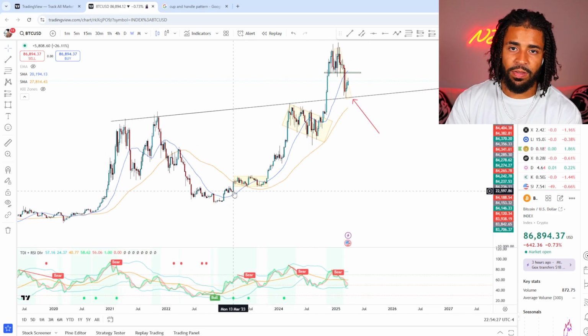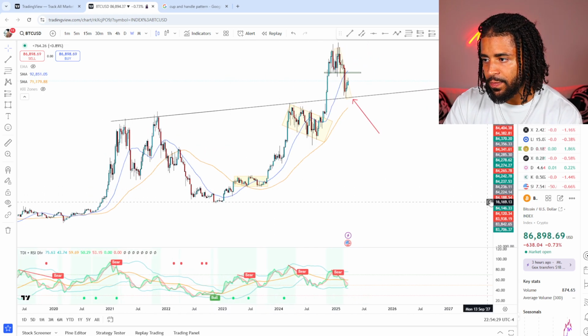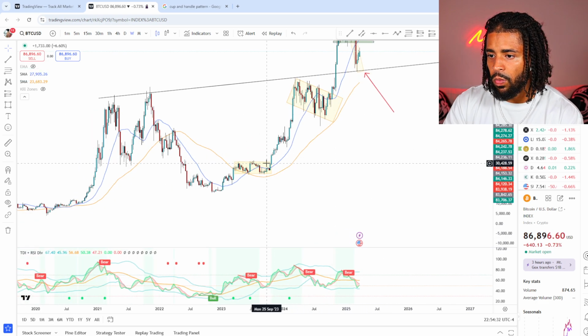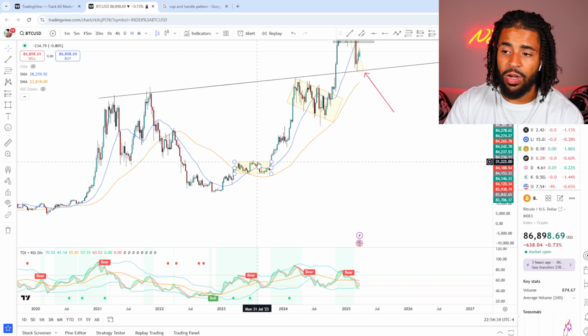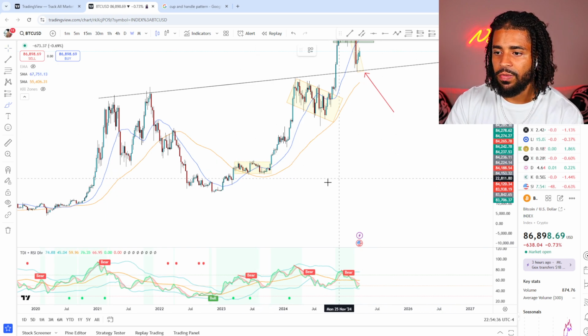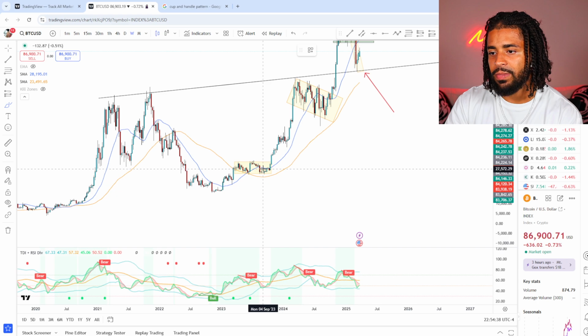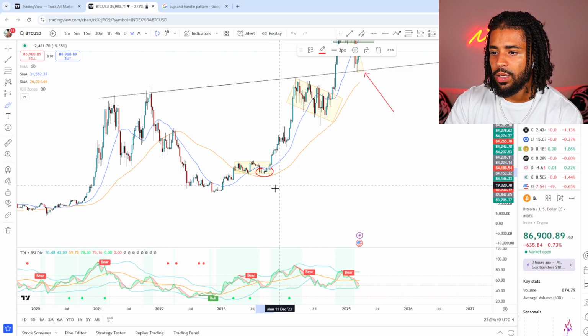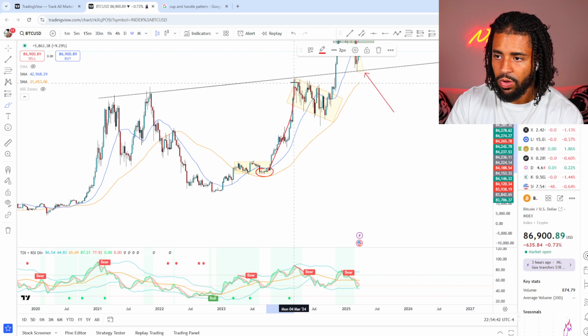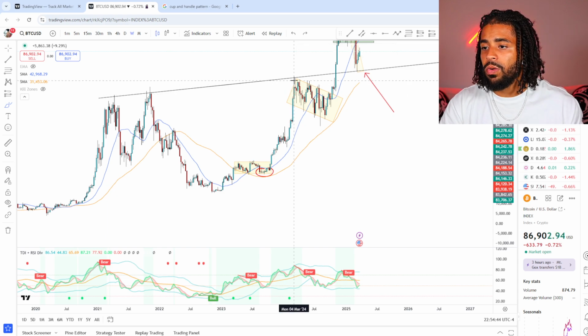Now that we have the blue MA back above the golden MA, once price comes between the blue and golden MA, this is an opportunity to look for a buy. And what happened here back in September of 2023? That was a great buy opportunity. You could have caught about like $55,000 on Bitcoin.